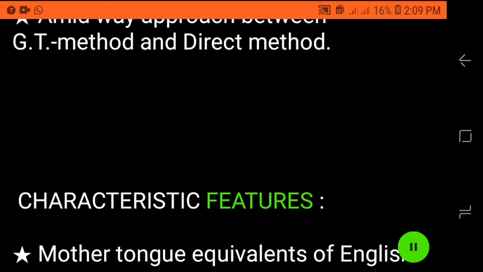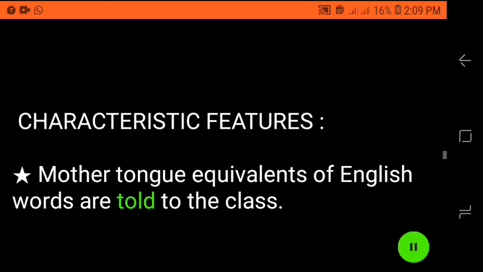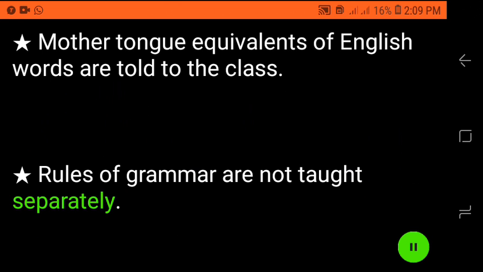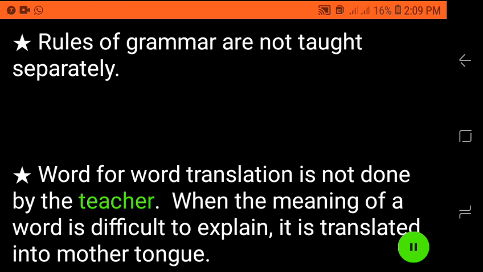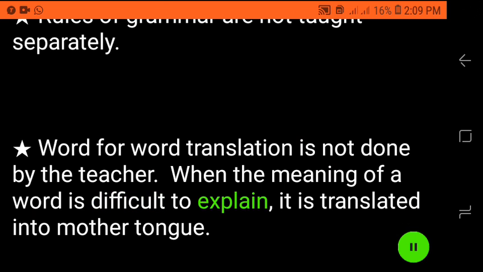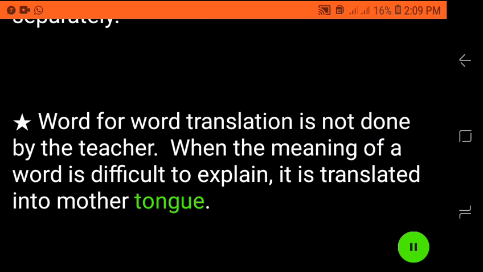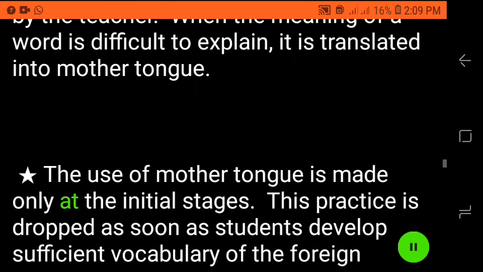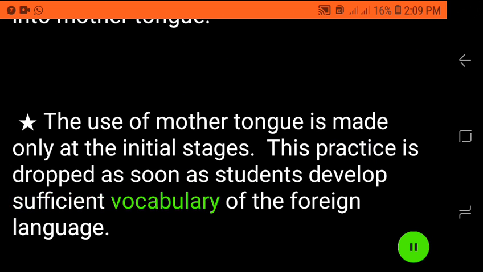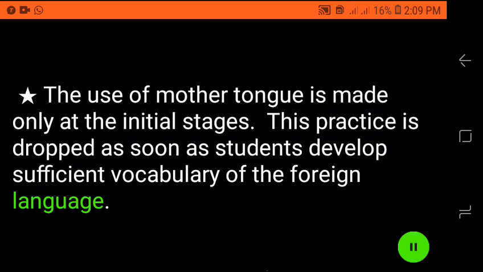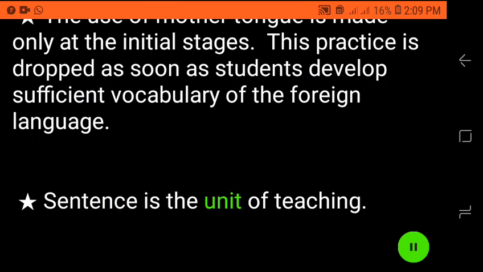Characteristic features. Mother tongue equivalents of English words are told to the class. Rules of grammar are not taught separately. Word-for-word translation is not done by the teacher. When the meaning of a word is difficult to explain, it is translated into mother tongue. The use of mother tongue is made only at the initial stages. This practice is dropped as soon as students develop sufficient vocabulary of the foreign language. Sentence is the unit of teaching.